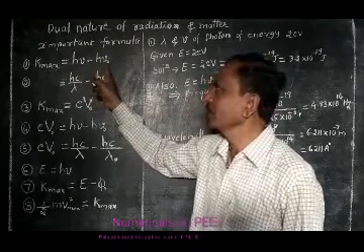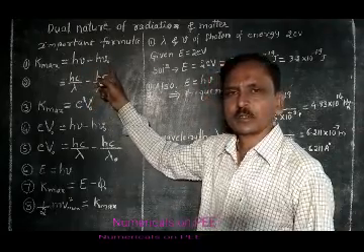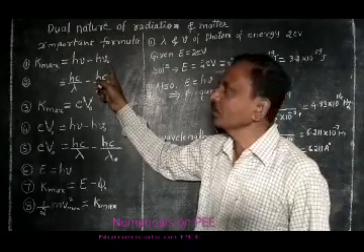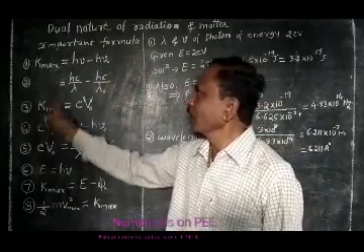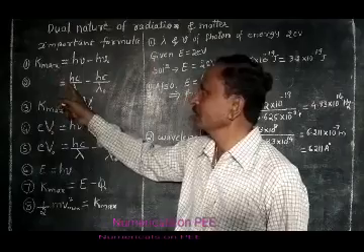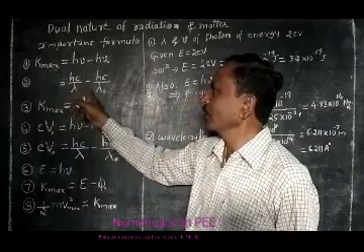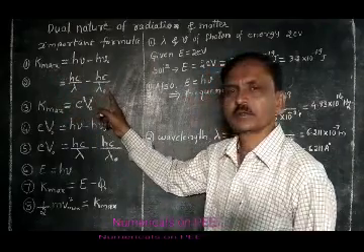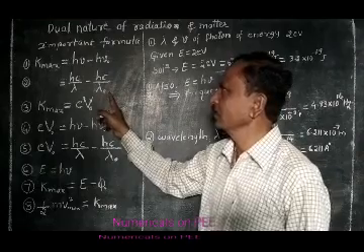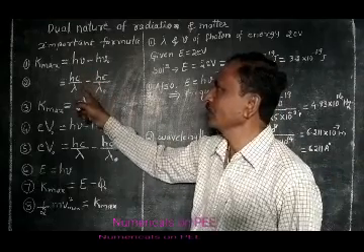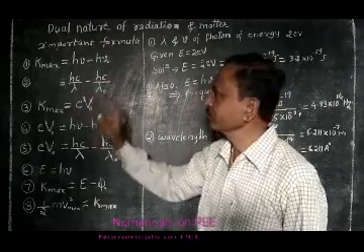where nu is frequency of incident radiation, nu naught is threshold frequency, or this can also be written as hc upon lambda minus hc upon lambda naught, since nu equal to c upon lambda.